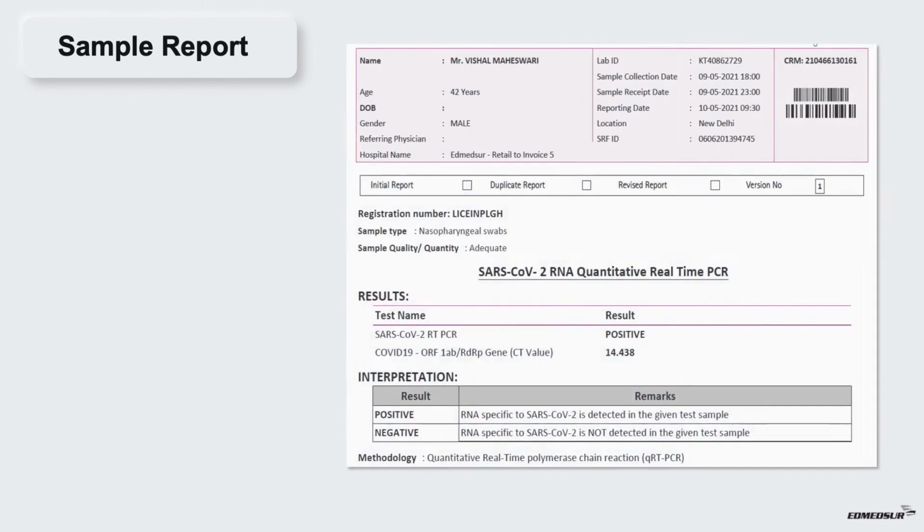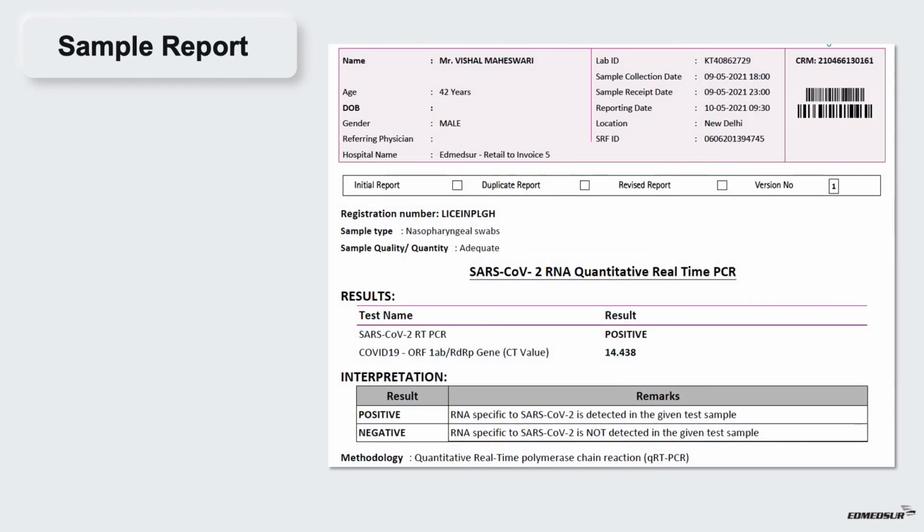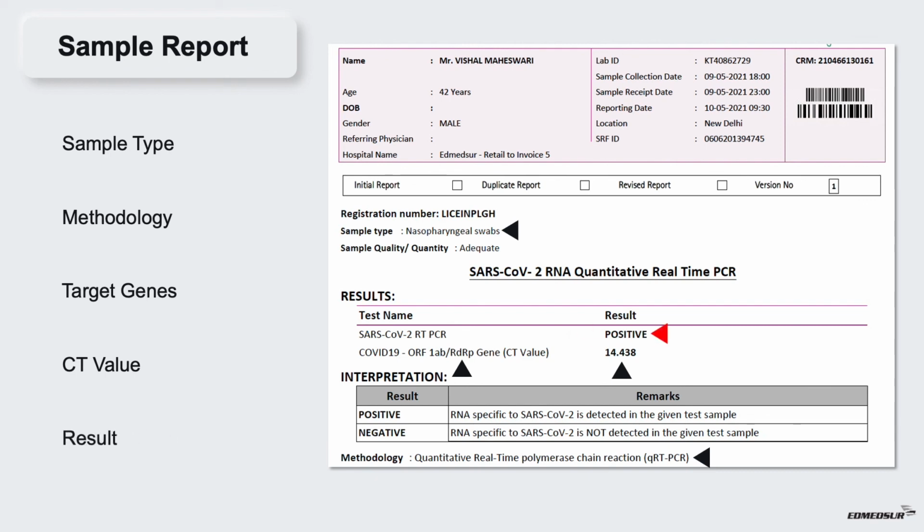Sample report. This is the sample report of a patient suffering from COVID-19 infection. As we can see here, the sample type is nasopharyngeal swab. Methodology is quantitative real-time polymerase chain reaction or RT-PCR. Target genes include ORF1ab and RdRp gene. CT value is 14.438 and the result is positive.